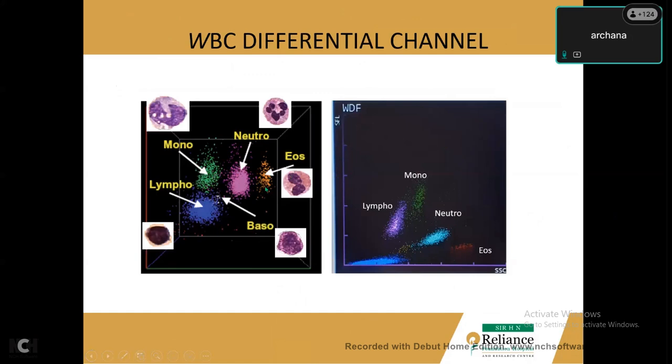I have put them side by side only to show you that you should not judge cells based on their color. Every instrument will demonstrate different information. So get comfortable with your scatter plot. This one shows blue to be lymphocytes, this one shows pink to be lymphocytes, and aqua to be neutrophils. So get comfortable with your analyzer.